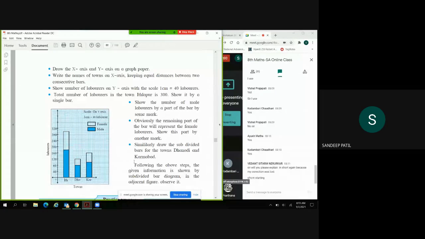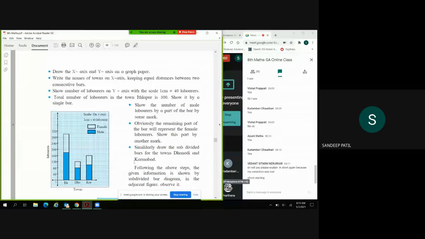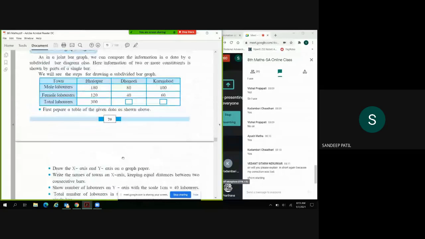Yes, sure. So, Vedant, surely I will explain to you very briefly about this divided bar graph.